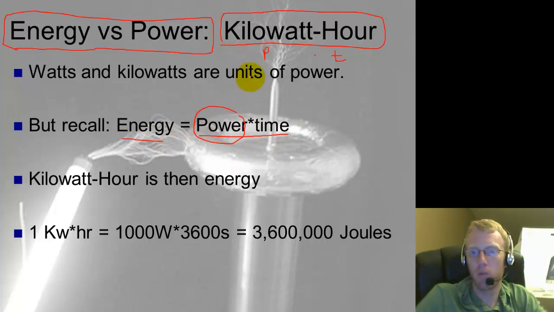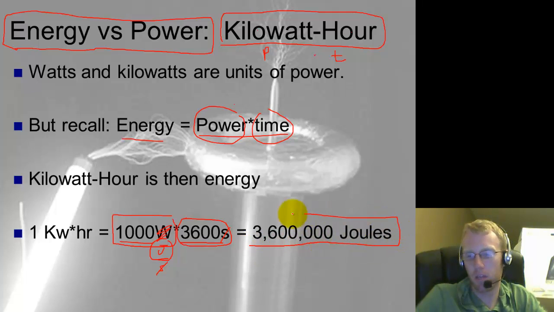So if you plug in what is 1 kilowatt in power, a kilowatt is 1,000 watts. And then if you plug in for time, what is 1 hour? An hour is 3,600 seconds. If you remember that a watt is a joule per second, seconds cancel, and you're left with joules. So 1,000 times 3,600 is 3.6 million. So 1 kilowatt hour is 3.6 million joules.